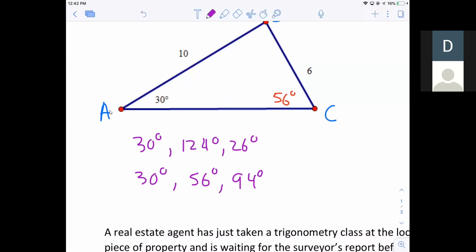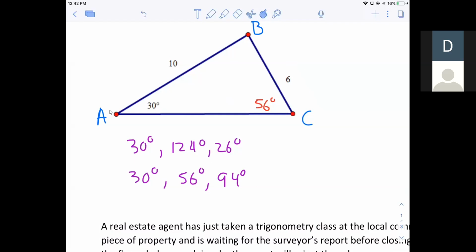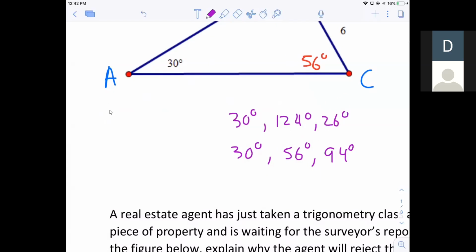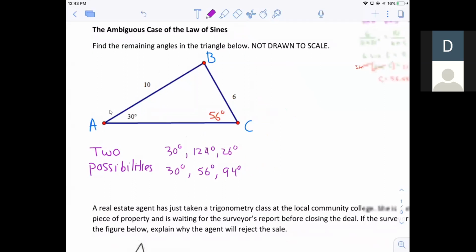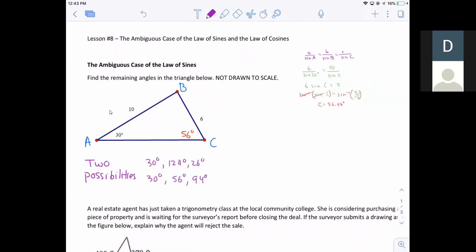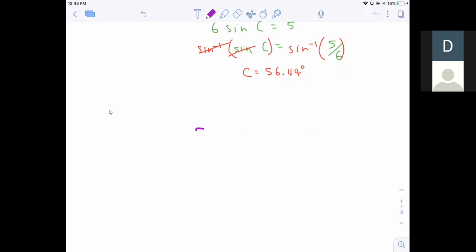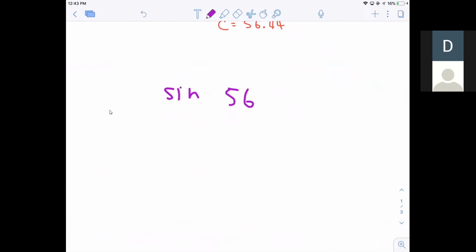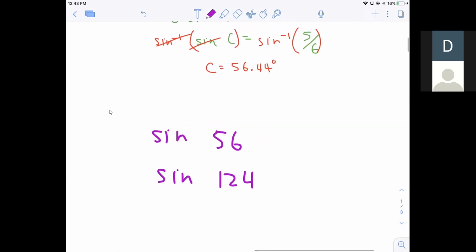There are two possibilities, and yes, I'm going to post a video of this on YouTube, hopefully. All right, so there are two possibilities. Hence the name, ambiguous case of the law of sines. And the reason this happens is because if you do sine of 56 and sine of 124, they're going to equal the same thing. I'm just using the rounded value here, just to keep it simple.